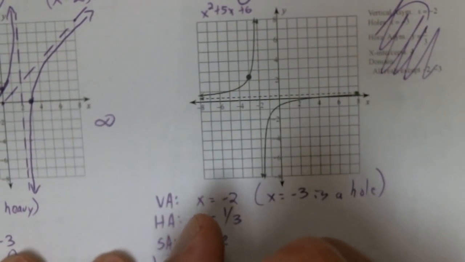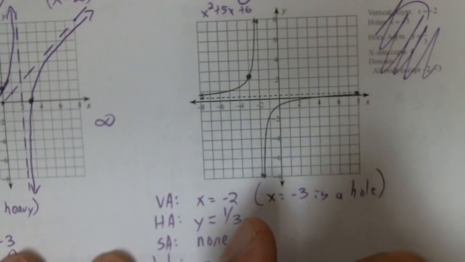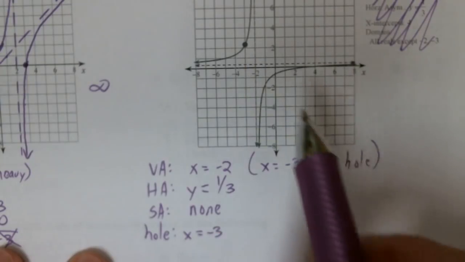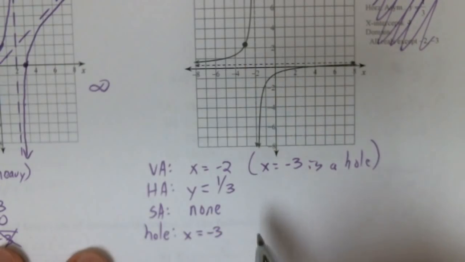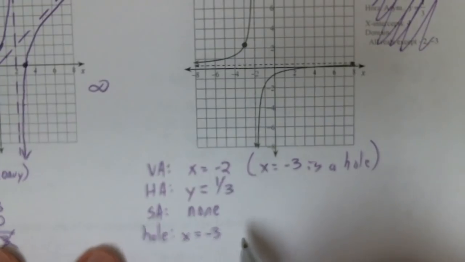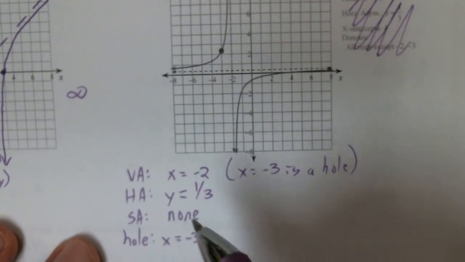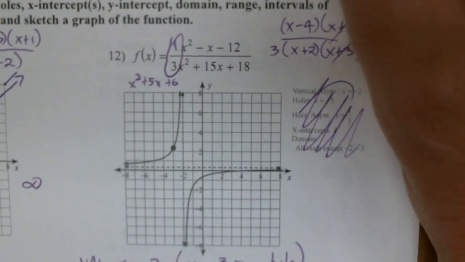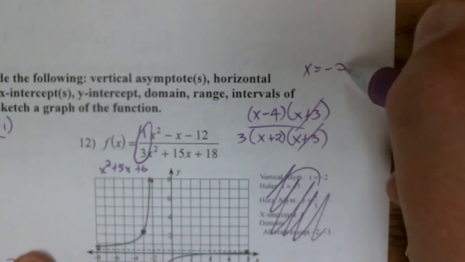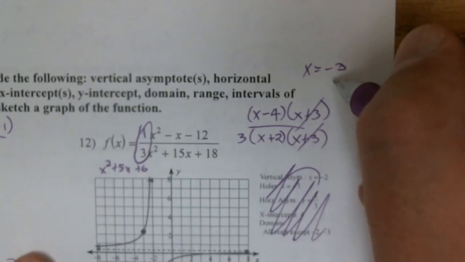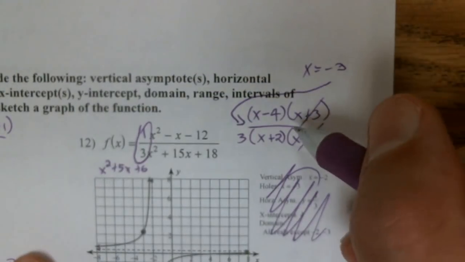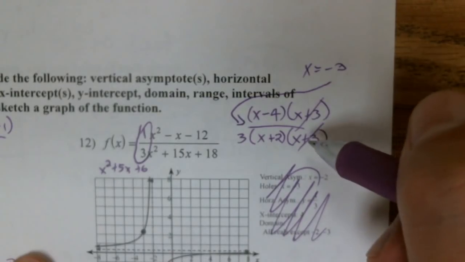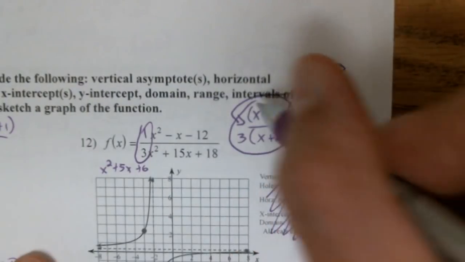What about the hole? Okay, I've got a hole at, we already said we have a hole at negative 3. However, guys, for domain and range, you need to find the y-coordinate of the hole, okay? And so to do that, you're going to take x equals negative 3, and you're going to plug it into the simplified function after you cancel the stuff. You can't plug it in when it's still there because that gives you 0 in the denominator. Of course, that's going to be undefined. You're plugging it into what's left over.